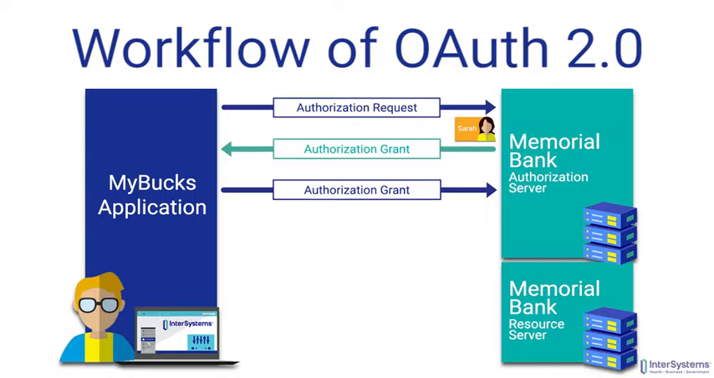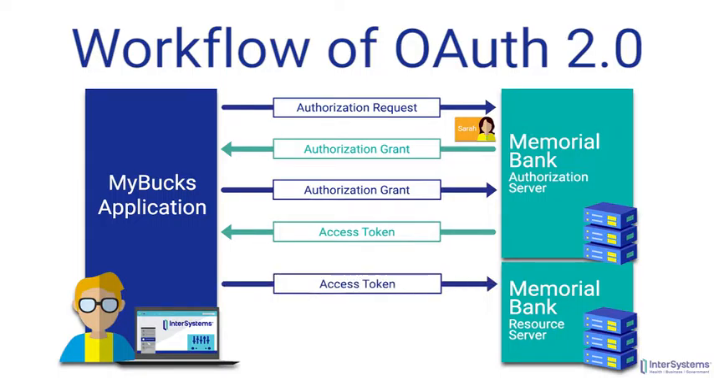After accepting the authorization grant and code that MyBucks provided on behalf of Sarah, Memorial Bank's authorization server provides MyBucks with an access token specifically for Sarah. This token will be included in a request from MyBucks to the resource server, and it provides MyBucks with access to only the 2 things that Sarah granted it permission to see: her account balances and her transaction history.